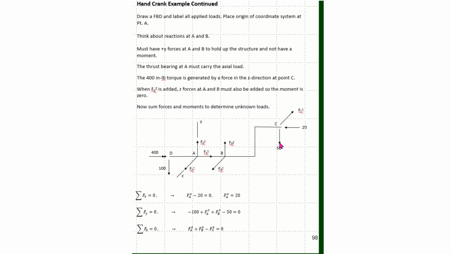So now thinking about reactions that will occur at the bearings, I know that due to this 100-pound load pushing down, I will have a force in the vertical direction at point A pushing up. And so I can draw on FAY. I know over here that due to this 50 pounds pushing down, it looks like I should have a 50 or a reaction force pushing up in the Y direction at B. So I will draw this also being pushed up.